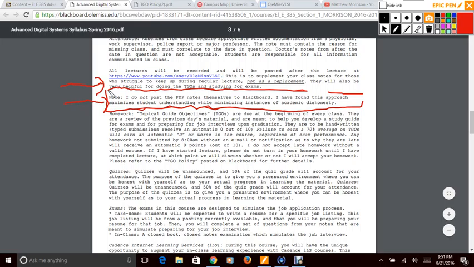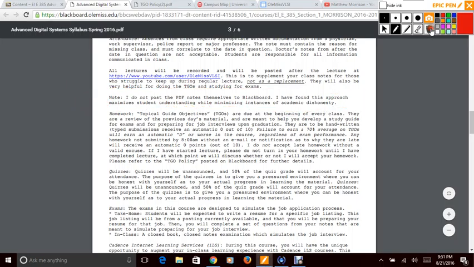So handwritten, I'll also go into other things with the topical guide objective, specifically why I insist they're handwritten, but that's one thing. By making the students actually go to YouTube, that makes sure that they are not committing acts of academic dishonesty. So number five, what does TGO stand for? When are TGOs due? And what should you do if you can't make it to class on time?